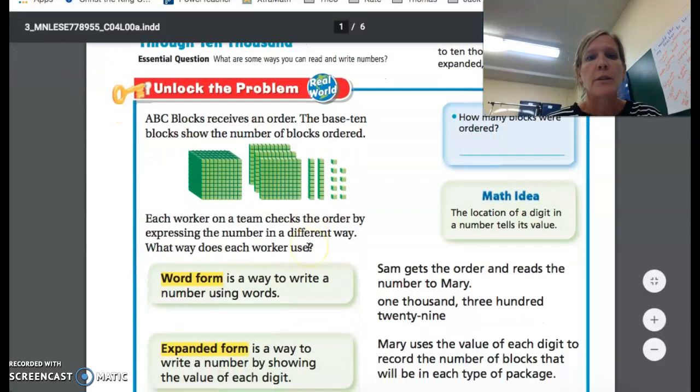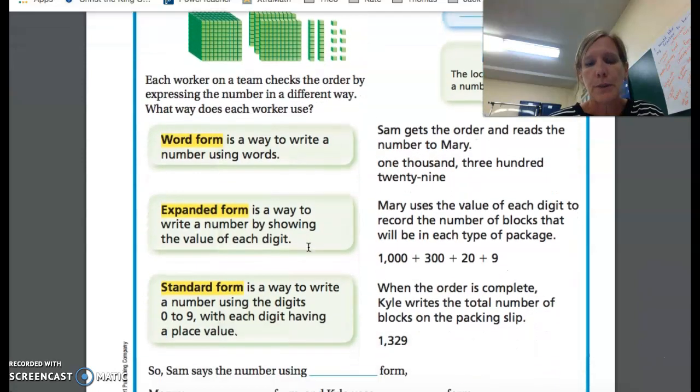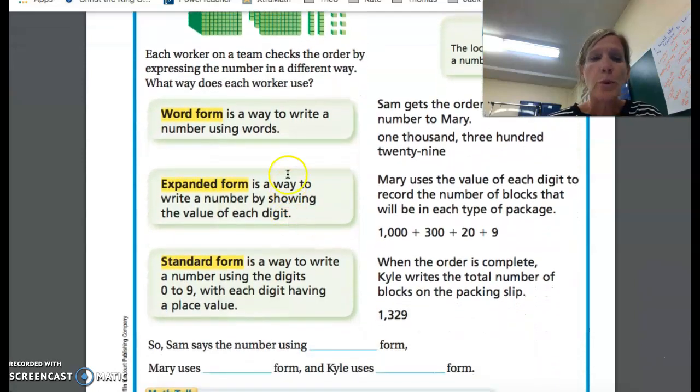I want you to take a look, and something should pop out at you on this page. These words written and highlighted are popping out at you. And look, they're exactly what we just did on the board. They're in a different order, but they're exactly what we just did. Word form is a way to write numbers using words. Expanded form is a way to write a number by showing the value of each digit. And standard form, which is the normal way, is the way to write a number using the digits 0 through 9.